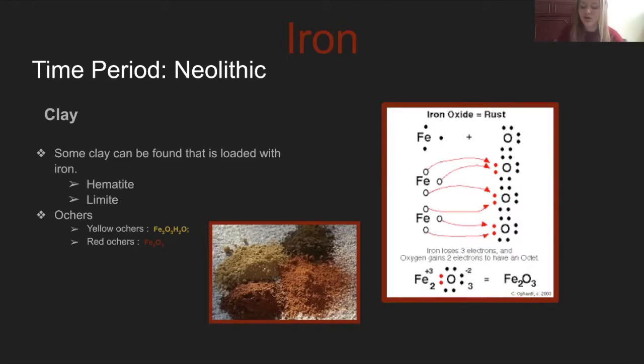The picture over here is basically the Lewis dot structure between iron and oxygen, which is basically the hematite. People would roast the yellow clay over fire to push out the water and turn the yellow ochre to red ochre.